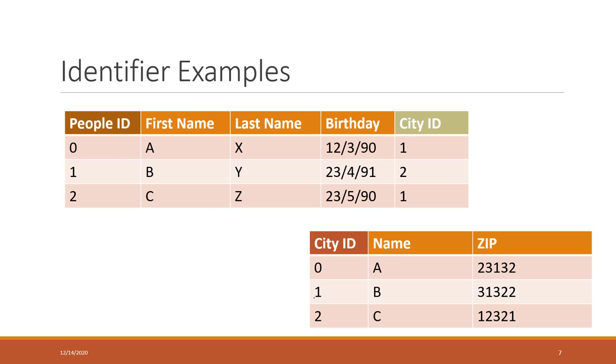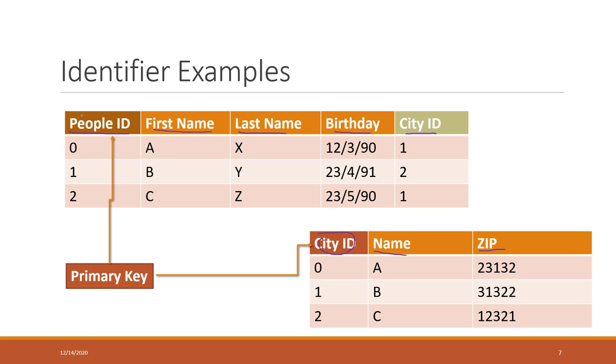Let's see one example. Here we have two tables. This is the people table, with people ID, first name, last name, date of birth, and a city ID. The city is where the person was born. On the city table, we have city ID, city name, and also a zip code. Each table should have a primary key. Which column should be the primary key on those tables? I would use people ID as the primary key on the people table, and city ID as the primary key on the city table. Those two columns are used to distinguish the records within each table.